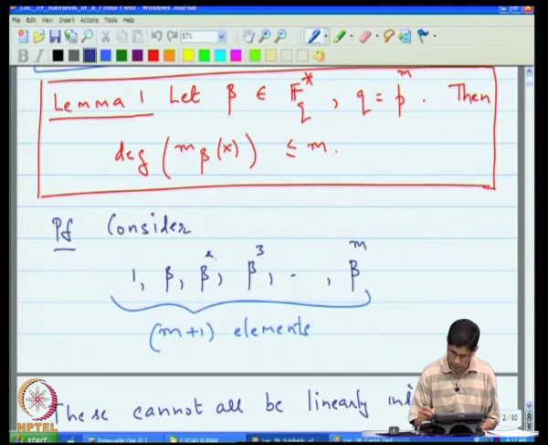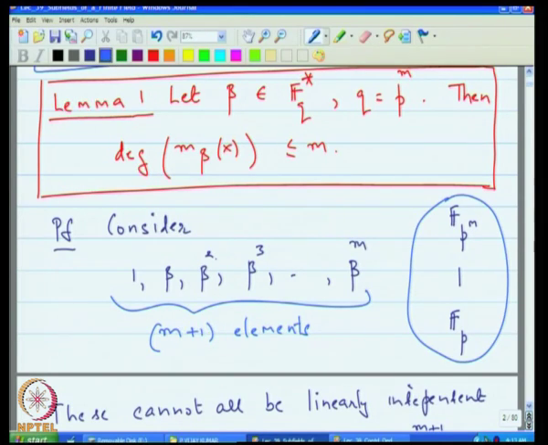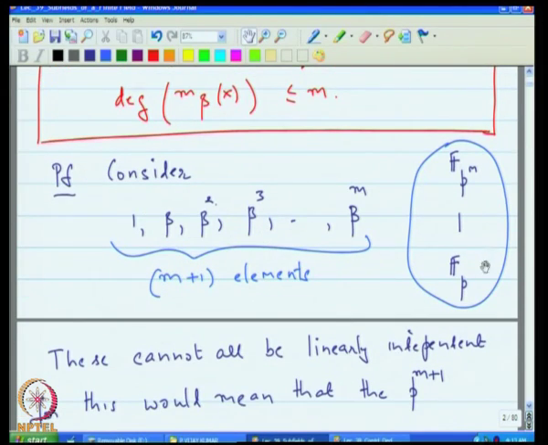We are thinking about the following picture. We have F p, and then we have F p to the m. So, we have a smaller field sitting inside a bigger field. When I talk about linear independence, I regard the bigger field as a vector space over the smaller field, and I mentioned to you earlier that that is possible.